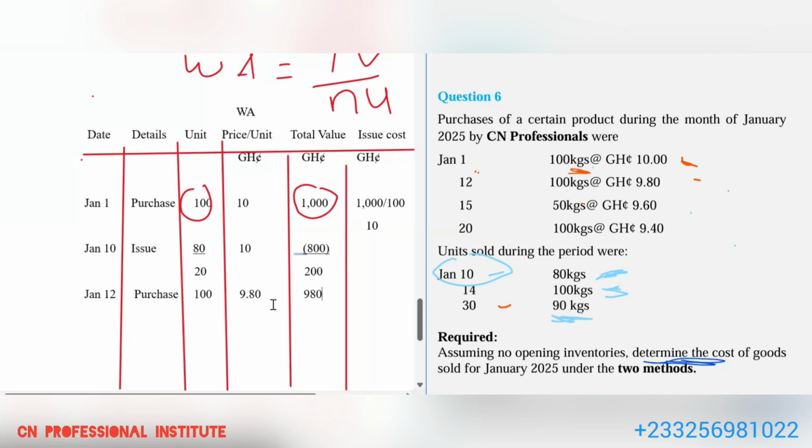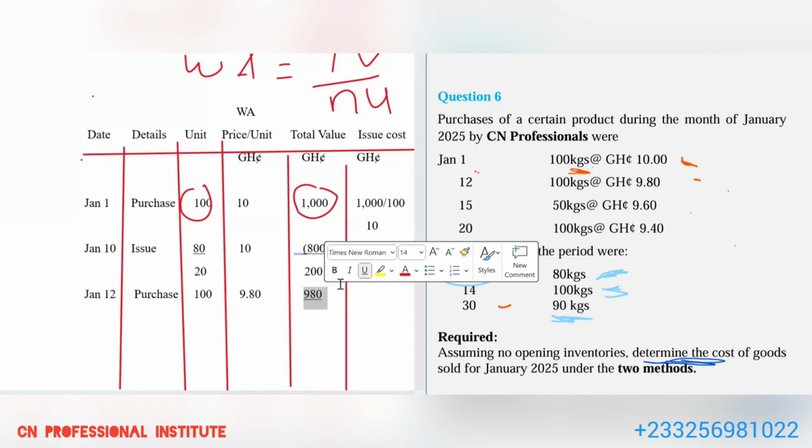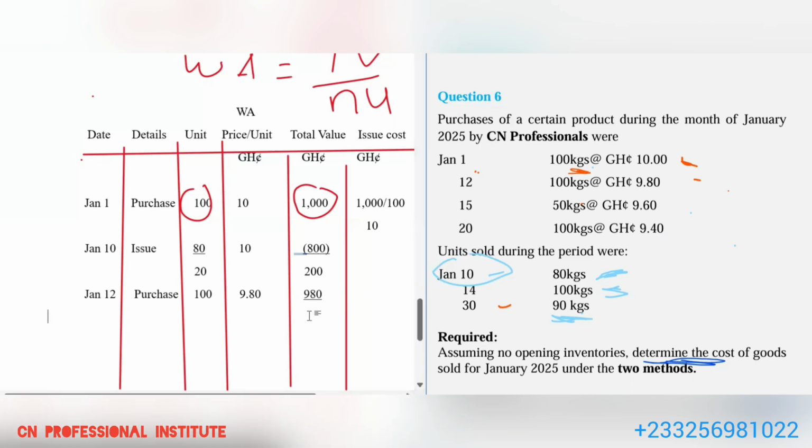Okay. The next one is January 14, is issue. So January 14, we are selling, right? So we said immediately before we sell, we have to get the cost per unit, right? And that one will be the summation of the total value divided by total units. So let's sum this one, right? If you sum these things here, 200 plus 980, right? So this will give us 1180.